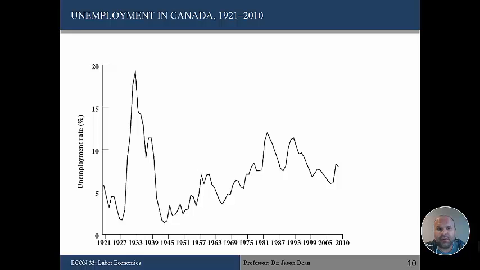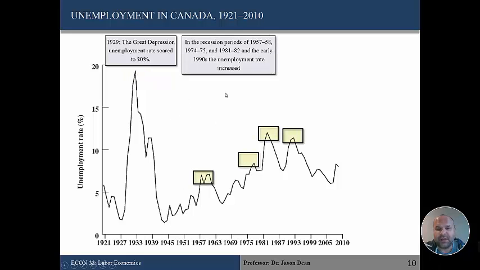In Canada, this is what the unemployment rate looks like from 1921 to 2010. This was the Great Depression. Okay, so this was a very difficult time in our history, and in most countries it was a difficult time. The unemployment rate soared to about 20%, and this was the result of the stock market crash in 1929. And you can see that it took quite a while for the unemployment rate to fall back down. So, we're talking almost over 10 years before the unemployment rate got to a level that was reasonable.